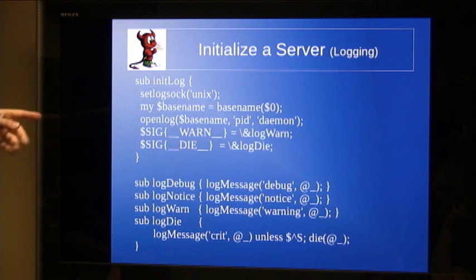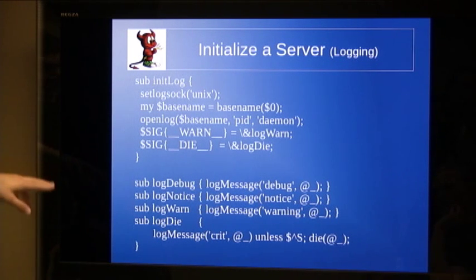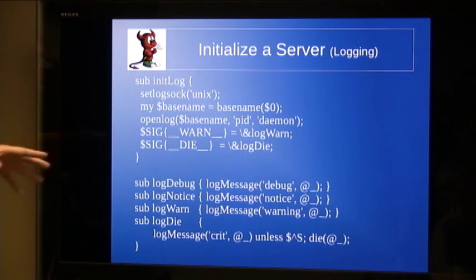And what I've done here is basically I've just created two methods. One that specifies, this is a die, this is a warn, and as you can see, I also have debug and notice. And this is so that if I ever choose to use something else other than syslog, I don't need to go rewriting all my clients and children.